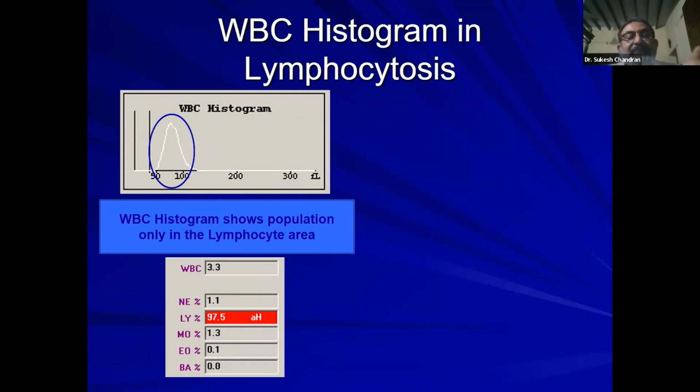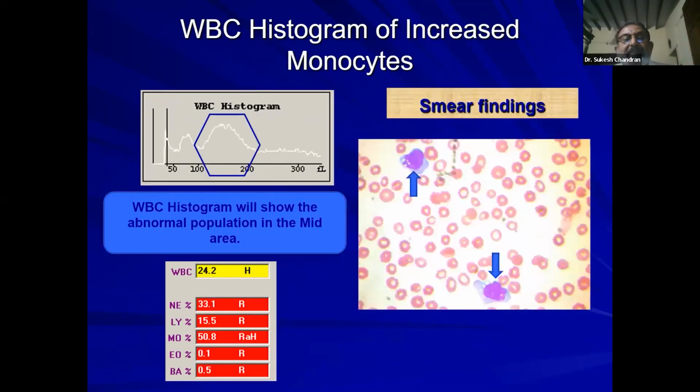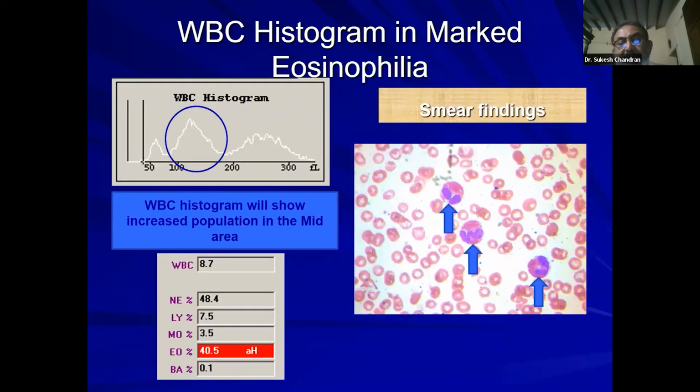Now, when you have lymphocytosis where the WBC histogram almost looks like the red cell histogram, it is basically lymphocytosis. And if it's less than 100 femtoliters, it's only lymphocytes and not any other cell. But when you have a peak in the middle attached to the lymphocyte, it can be basophil, eosinophil, or monocyte. When it's attached to the lymphocyte, it's monocytosis. But if it's not attached to the lymphocyte, it is eosinophilia.